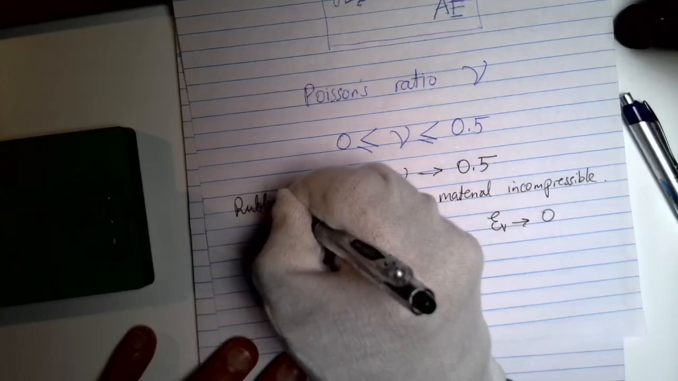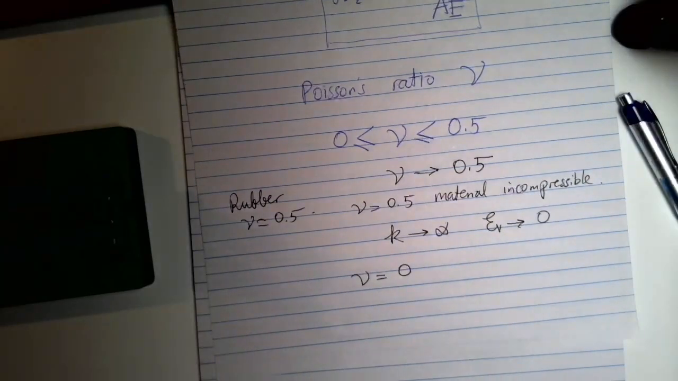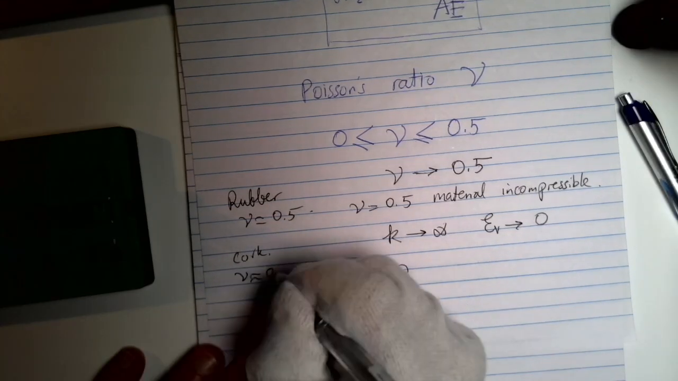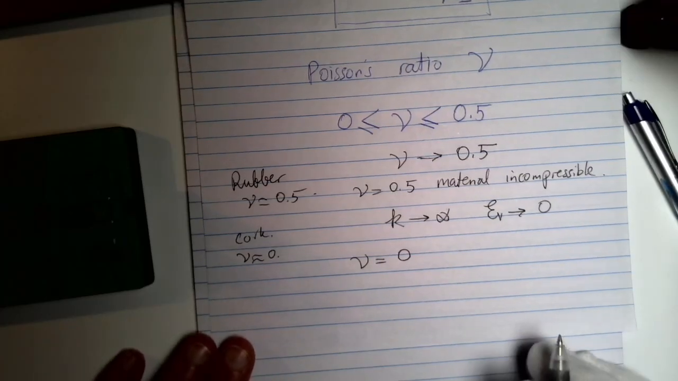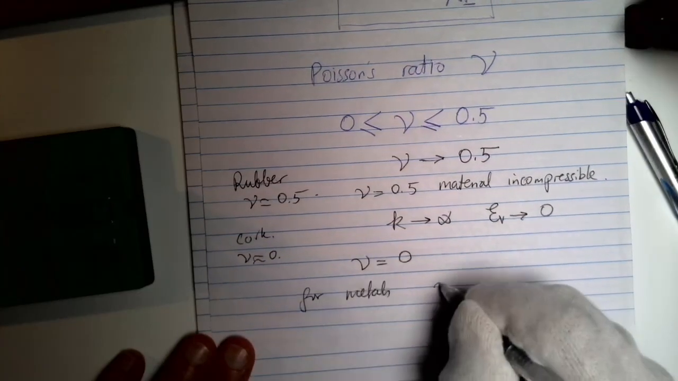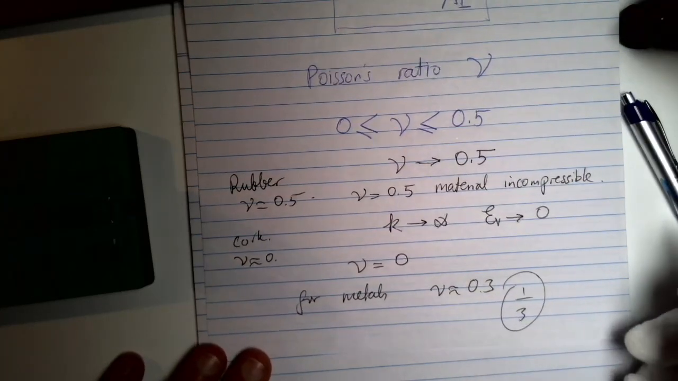Rubber has a Poisson ratio of approximately 0.5. Rubber is an incompressible material. It will resist volume change. Cork has a Poisson ratio around 0, so it will accommodate volume change. For metals, Poisson ratio is approximately 0.3 for most metals.